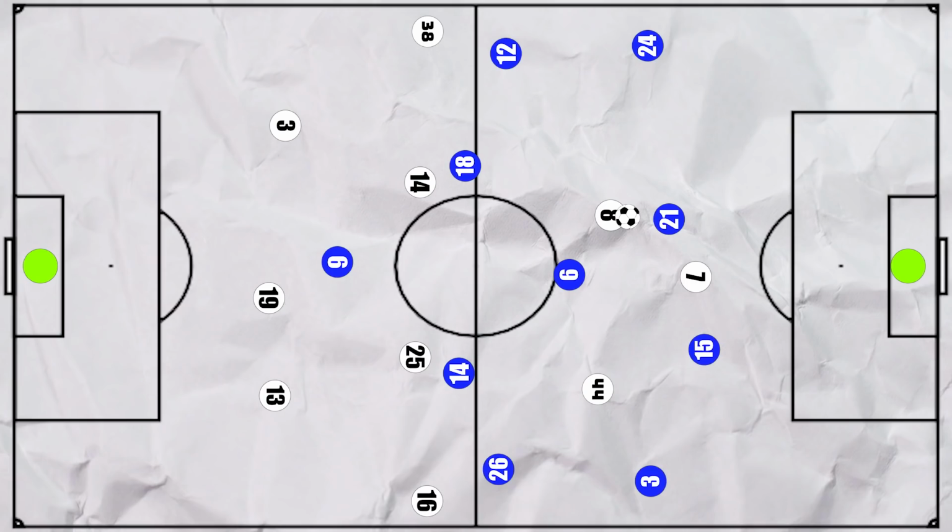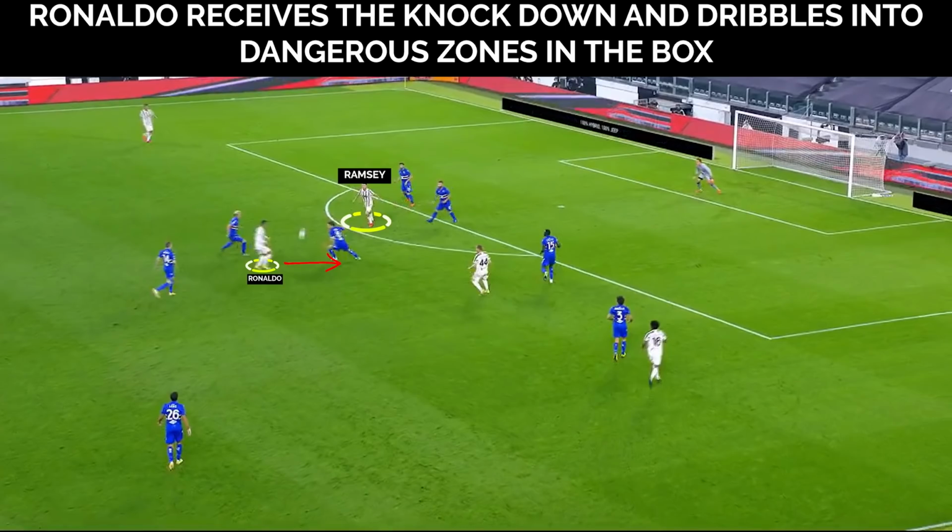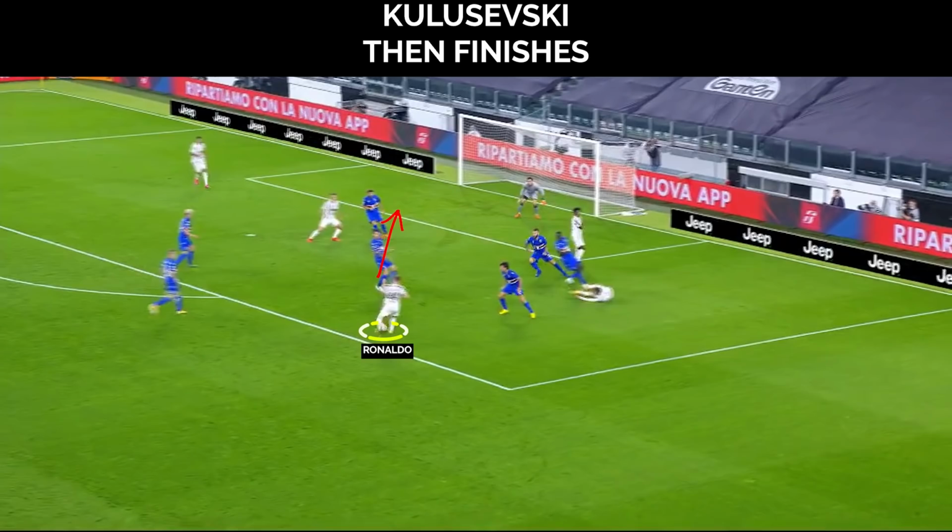We see shades of this in the first goal. The Sampdoria midfielders have decided to stay deeper to try and close off the pass into Ronaldo, whilst Ramsey is providing the depth. Rabiot has time and space to play a weighted pass into Ramsey, who knocks it down to Ronaldo to attack the box. When the ball breaks down, Kulusevski finishes expertly.